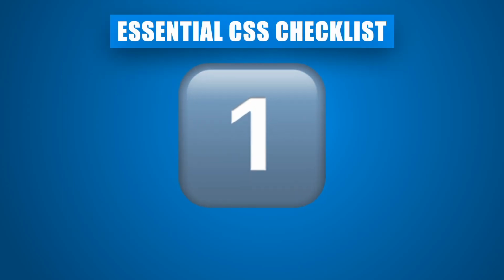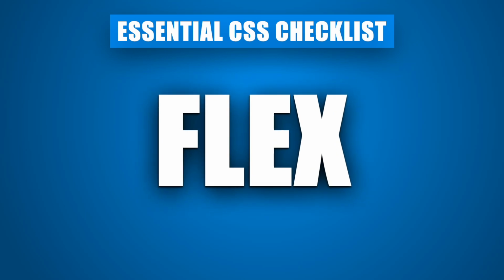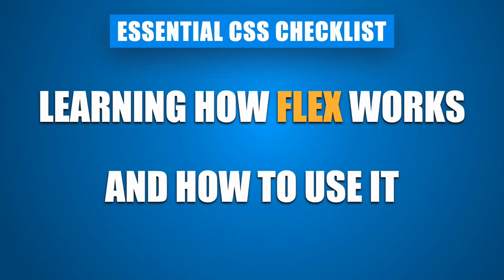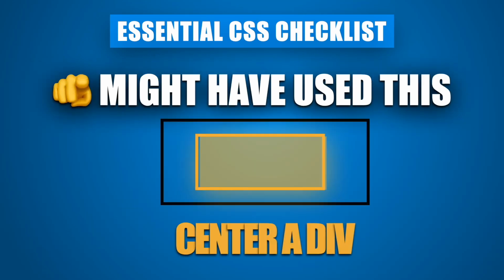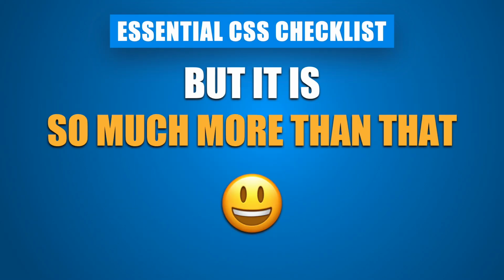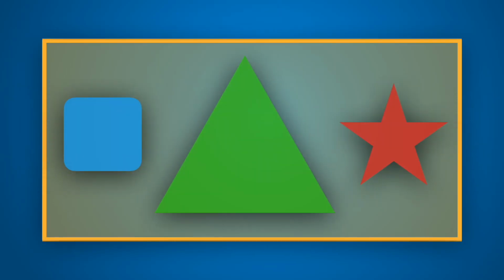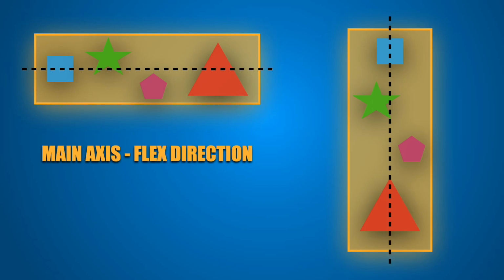The second essential CSS feature is Flex. Learning how Flex works and how to properly use it has helped me more than every other thing in this video. You might have used this to center a div, but it is so much more than that. It is a flexible container used to arrange and align items within it, as well as distribute the space between items. It has a main axis called the flex direction.